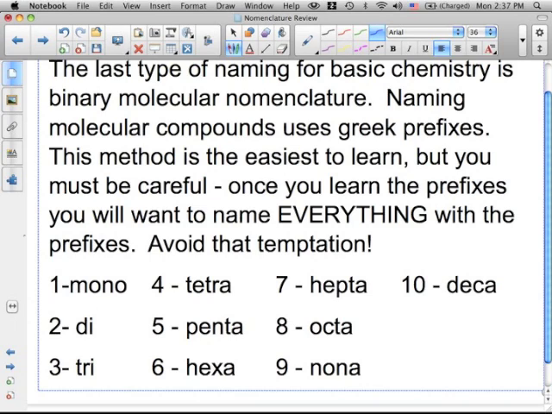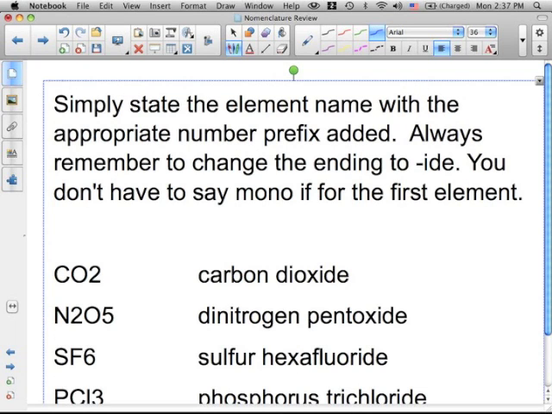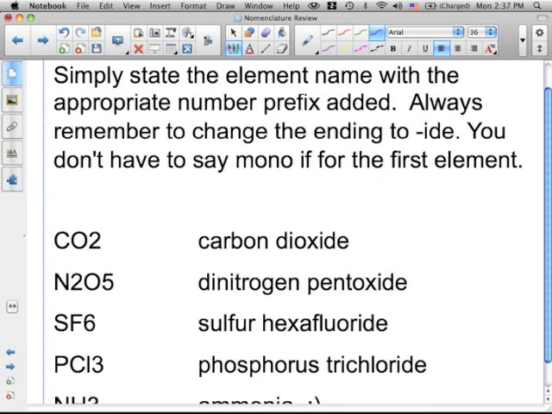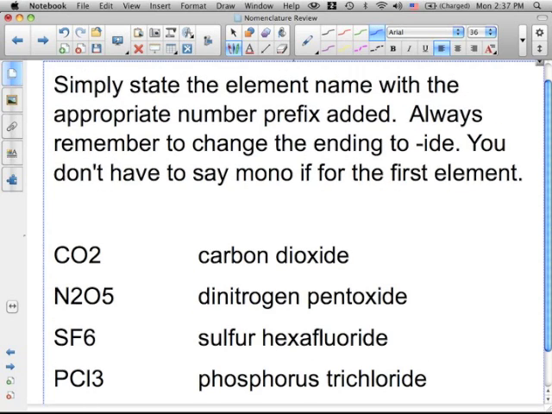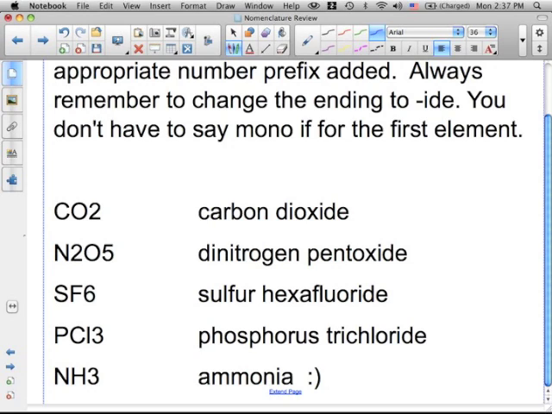And the prefixes: 1 is mono, 2 is di, 3 is tri, 4 is tetra, 5 is penta, 6 is hexa, 7 is hepta, 8 is octa, 9 is nona, 10 is deca. Simply state, oops, I was supposed to hide that. Hold on. Simply state the element name with the appropriate number prefix added. Always remember to change the ending to IDE. You don't have to say mono if it is for the first element.